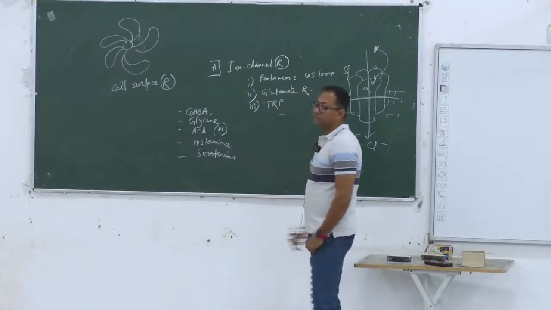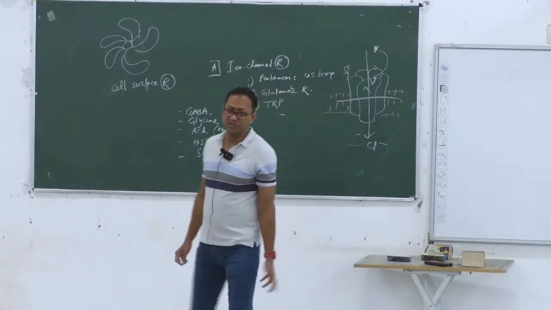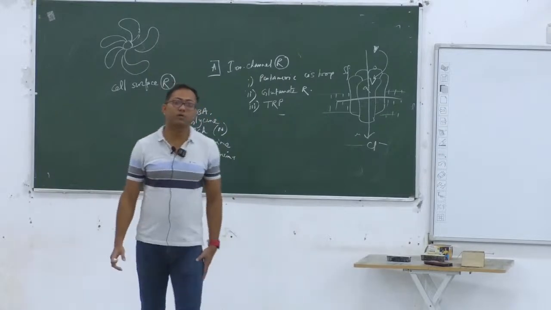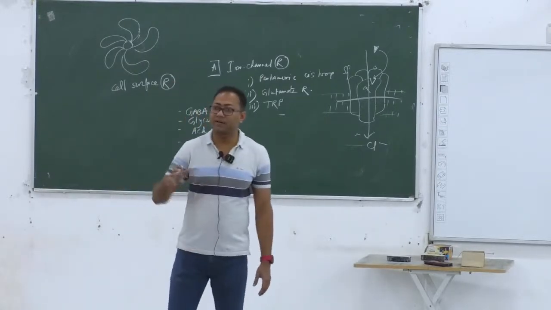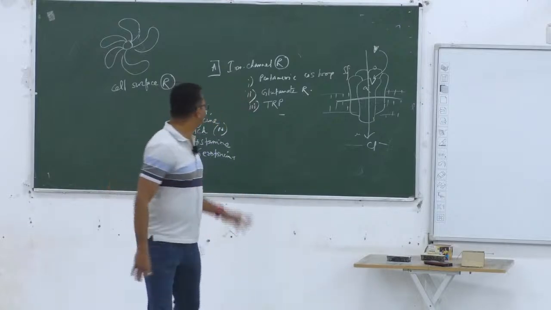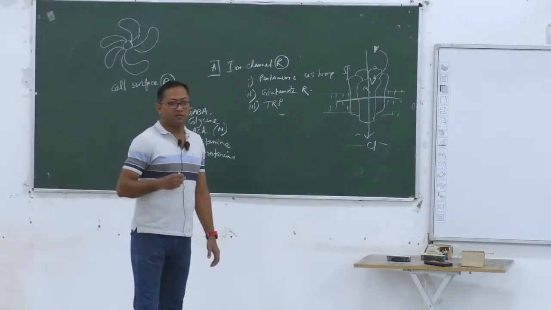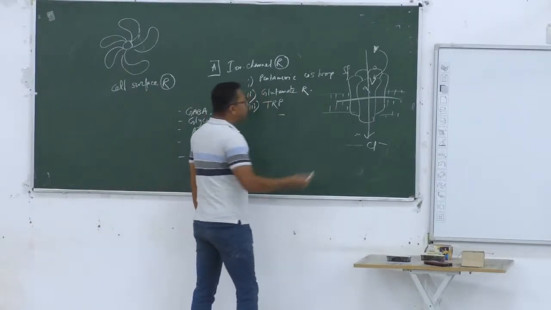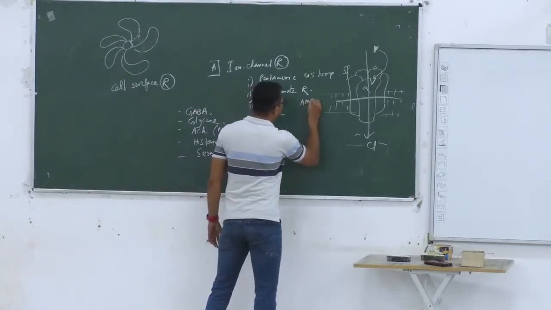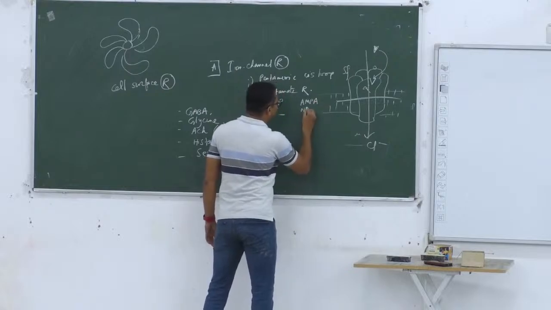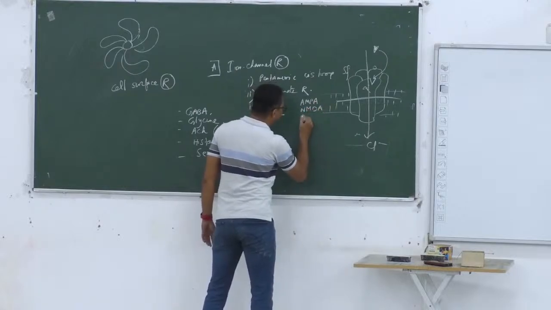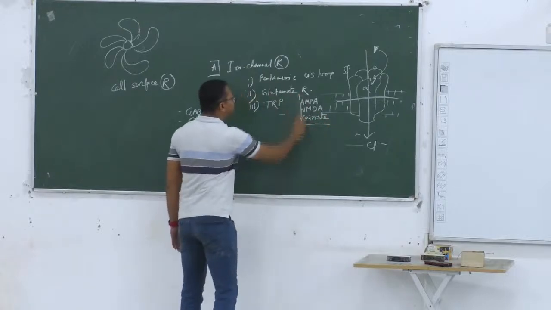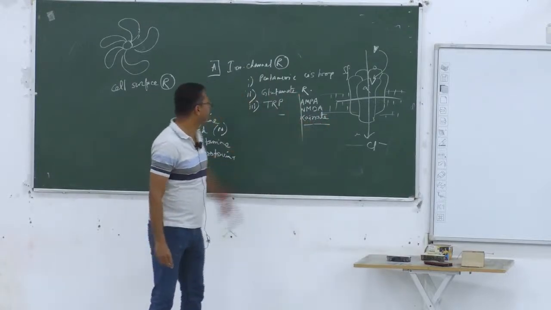Okay, next is glutamate receptor. Glutamate receptor we will study later on in the nervous system. Glutamate is a neurotransmitter which increases neuronal excitability, just opposite to GABA. GABA reduces neuronal excitability, and glutamate increases neuronal excitability, right? There are different types of glutamate receptor like NMDA receptor and kainate receptor. You will study all these things in the nervous system.